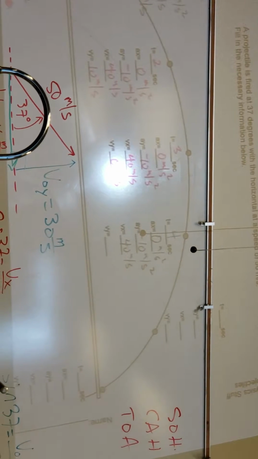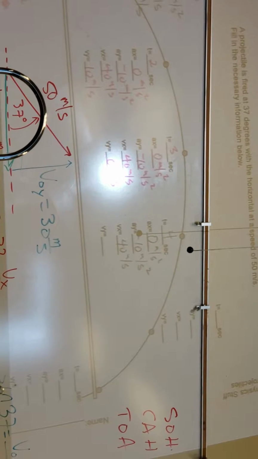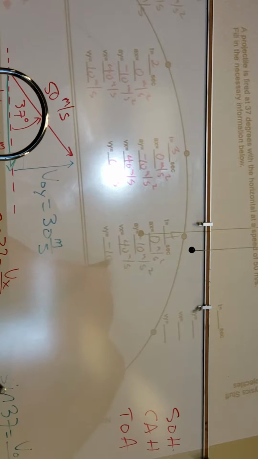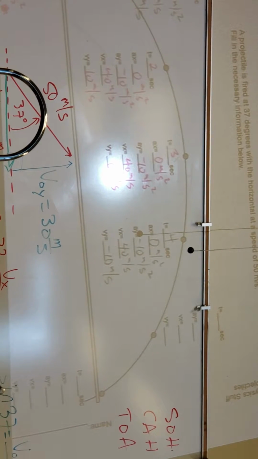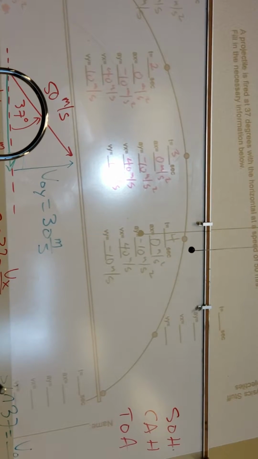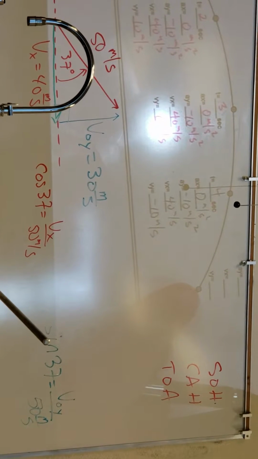And how fast is it going in the y direction? 10, but negative, this way. So I need to call that 10 meters per second with a minus sign. Okay, so I hit this position over here.